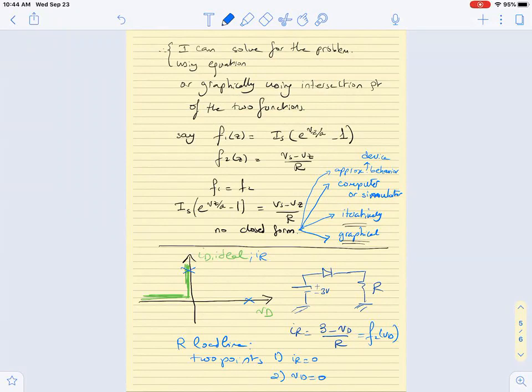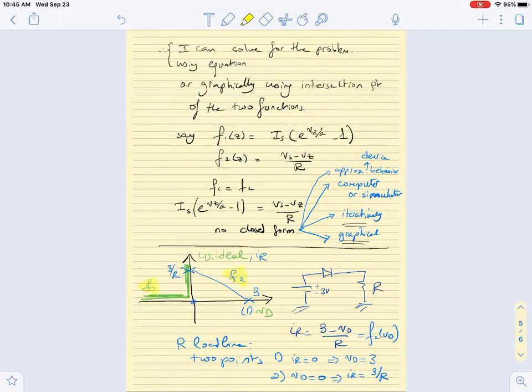When IR is equal to zero, what does this tell me? This is point one. When IR is equal to zero, this tells me that VD equals 3. Okay, so here I have 3. And when VD is equal to zero, I will be working on the Y axis. Okay, so in this case, if VD is zero, what is IR? It is 3 over R. So this is 3 over R. So now I know how to draw F2, right? This green one was F1 and the blue is my F2.